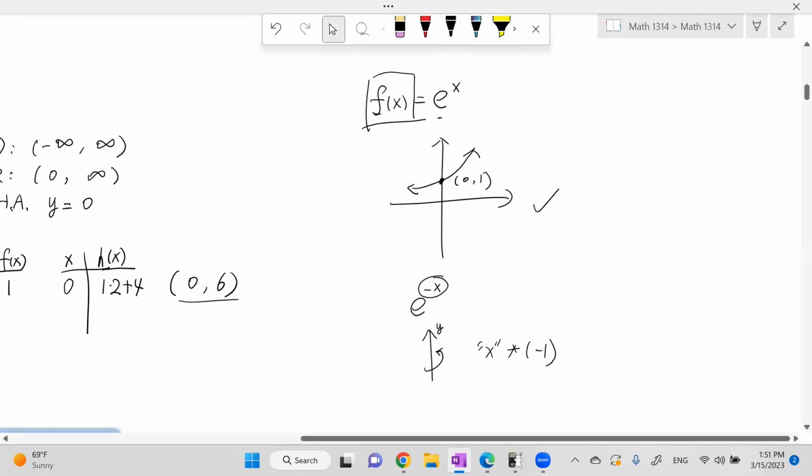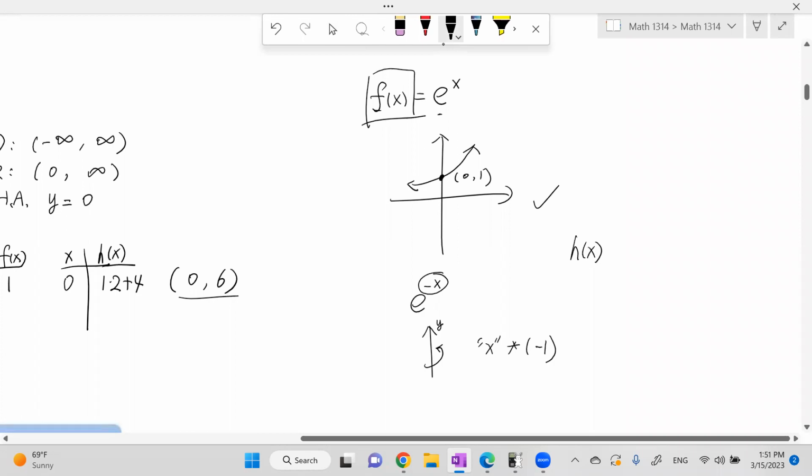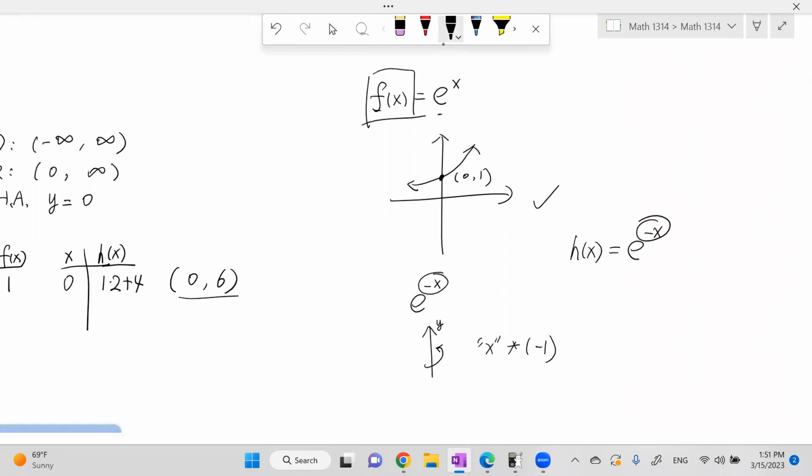And how about h of x? H of x equals e to the negative x. The change is all the x becomes negative. So that's the reflection along the y-axis. You can put some marks here, and all the x multiplied by negative 1.